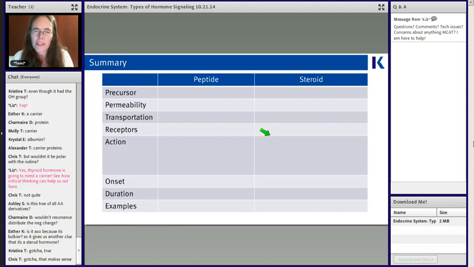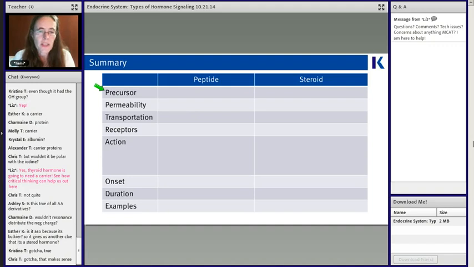All right, let's look at our summary. We've all seen charts like this before. We're really going to be talking about peptide and steroid hormones. Why? Because they're significantly more common and they're significantly more important. Amino acid-derived hormones, they're still important. We all have to know epinephrine, norepinephrine, T3, T4. But the more important and more common are going to be the peptide and the steroid.